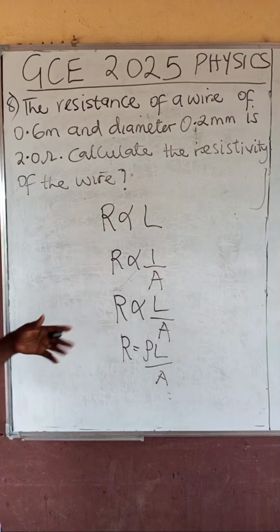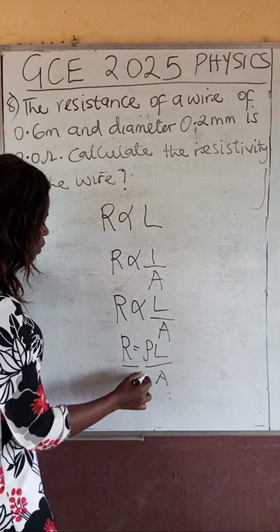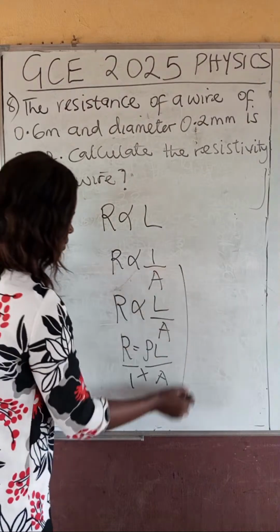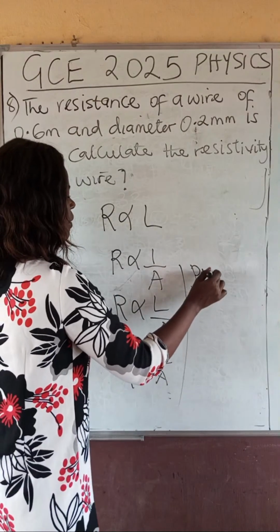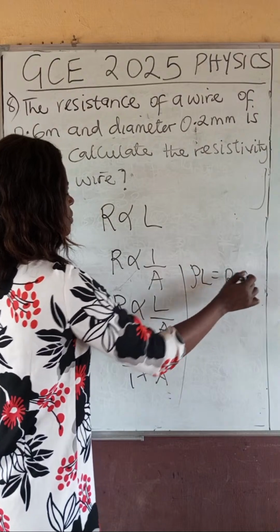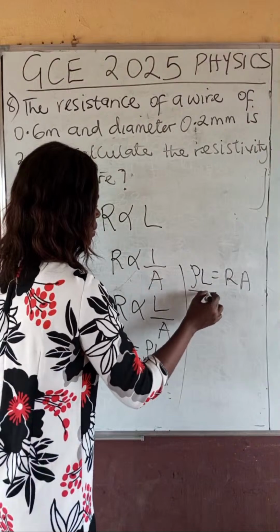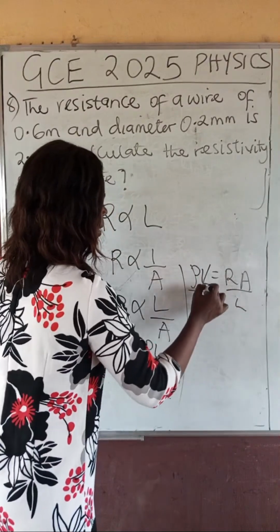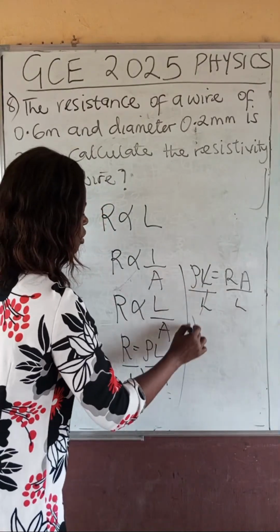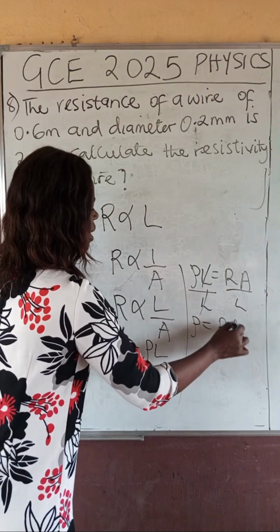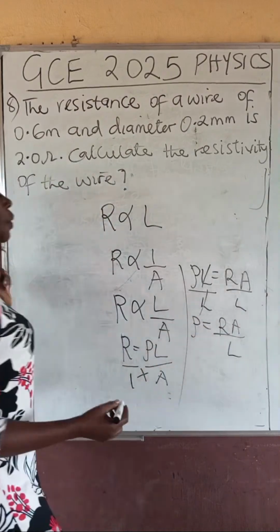But let's make it the subject by cross multiplying. Rho L is equal to R A. Then I divide both sides by L and cancel. So my resistivity is equal to R A over L.